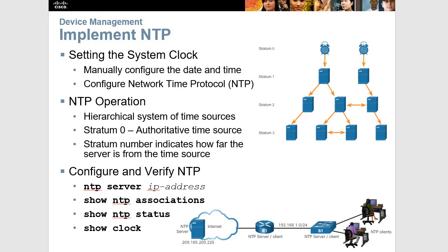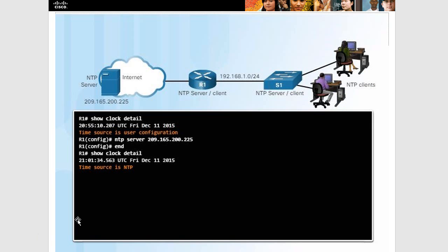I believe we have a graphic on that. No, we don't. Let me insert one real quick. Alright, so here is an example of that command, NTP server and just an IP address. That's all it is. Okay, you can see what the show clock will give you. For instance, we've got an initial show clock here on R1 in this topology that just shows the time source is user configured. Once you do your NTP server, then you do your show clock, it'll show you the time source is from NTP. So you can see that verification there.